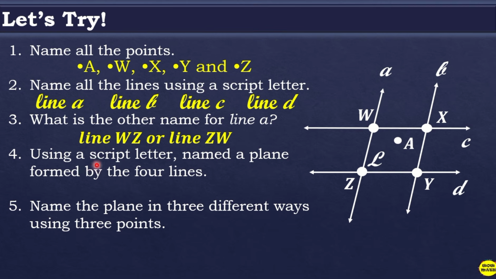Okay? Next, using a script letter, name a plane by the 4 lines. So ito daw pong 4 lines natin ay nakabuo ng isang plane. Okay. So, gusto niya, what is the name of that plane using the script letter? Okay. So, this is one way of naming a plane using a script letter. So, paano mo malalaman na yun yung name ng plane? Script letter po. So, that is plane L.